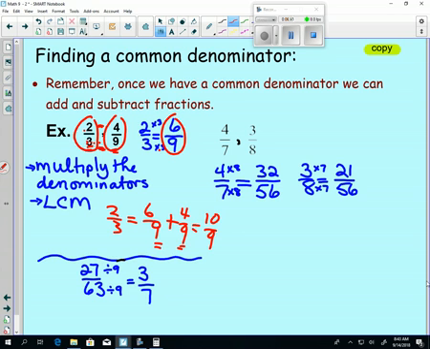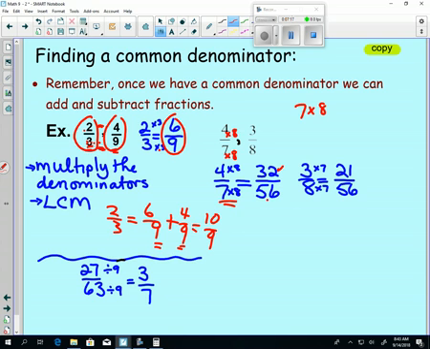The next example, 4 over 7, 3 over 8. What is going to be common between 7 and 8? Sometimes they don't look easy. What we can do is we can multiply. We look at how do we get 7 and 8 common? We'll multiply 7 by 8. And if I multiply 7 by 8, I get 56. Then I have to multiply the top one by the same number, 4 times 8, and I get 32.